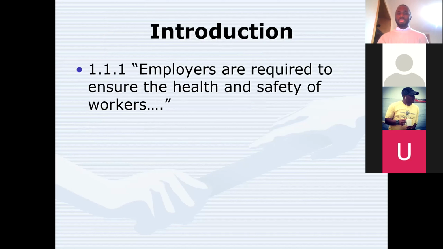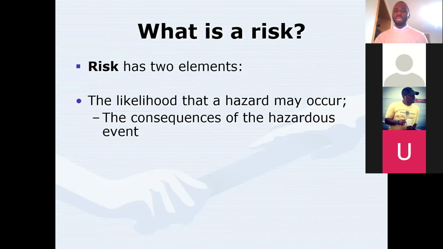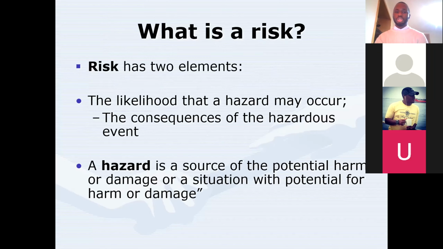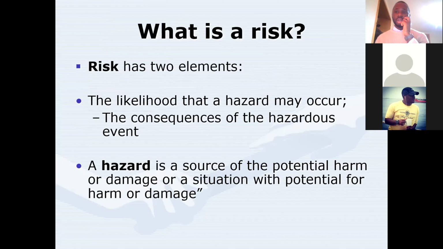Then I'll just quickly jump. I'm not going to be able to go into too much, but we've talked about the two elements that I really wanted us to portray. And what is a risk? A risk has two elements: a likelihood that a hazard may occur, and the consequences of the hazardous event. Then a hazard, which Uma has spotted, that container is the source of the potential harm.